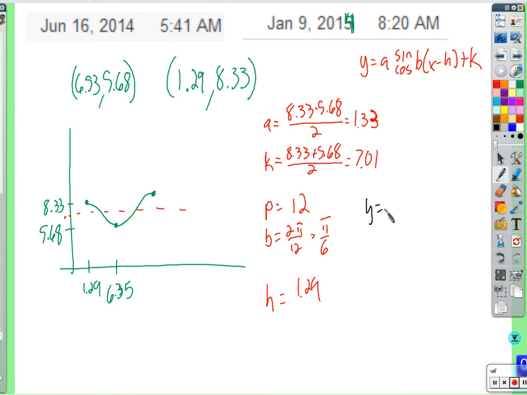Y equals A times, what do we use, the cosine or the sine? Cosine. It's usually what we use. Pi over 6, x minus 1.29, plus 5, plus what? Plus 7.01.